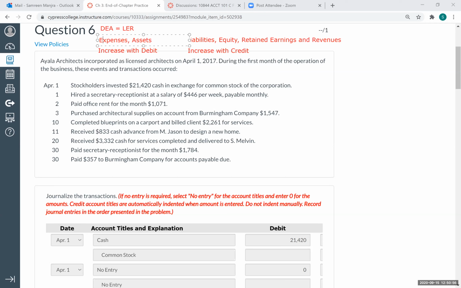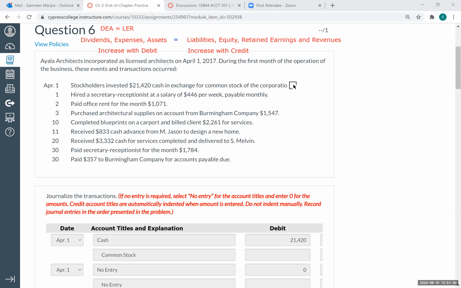And you can think of dividends similarly, where dividends reduce the retained earnings of a company, and therefore they reduce equity, and we would include those dividends as increasing with debits. So we want to make sure that the two sides of the accounting equation balance out.